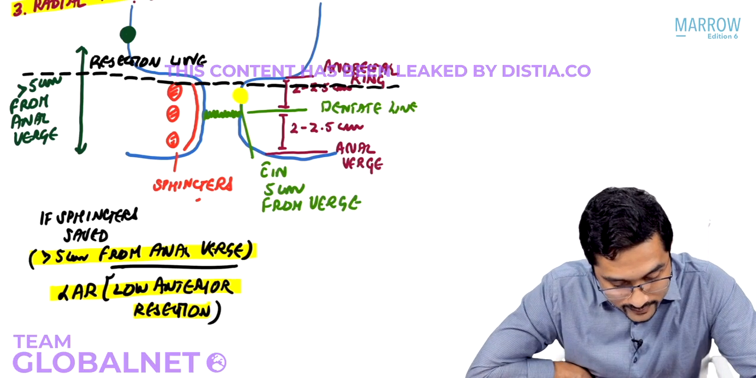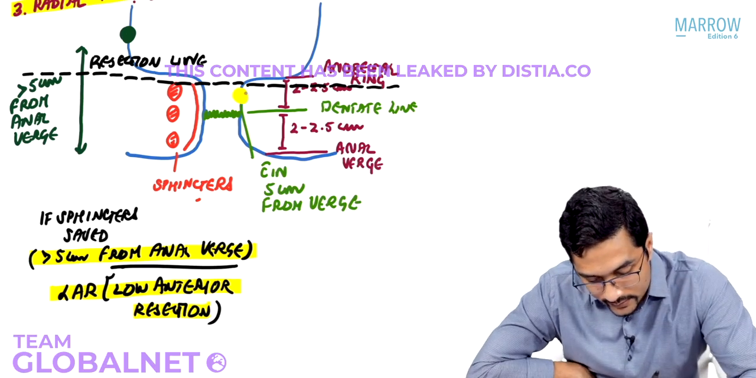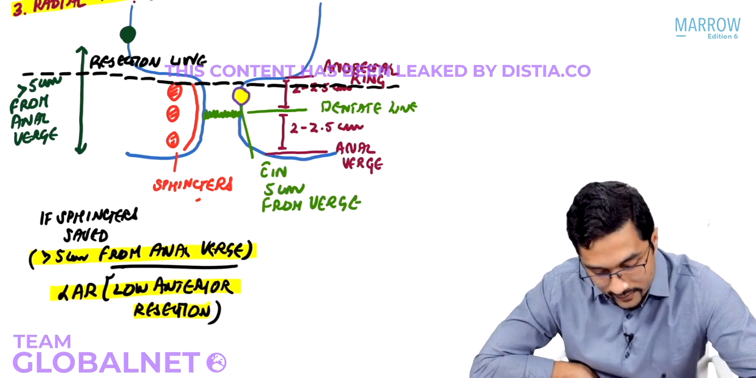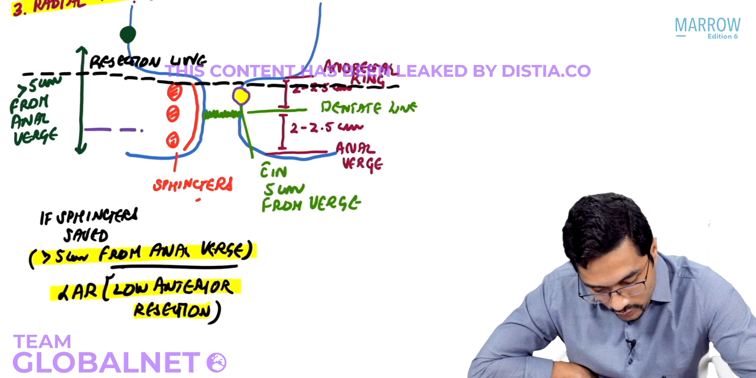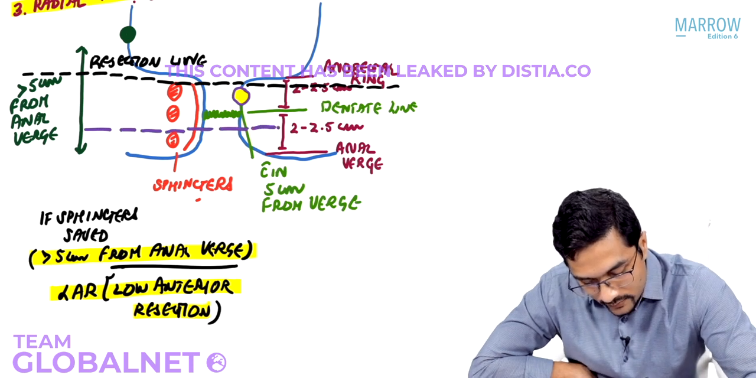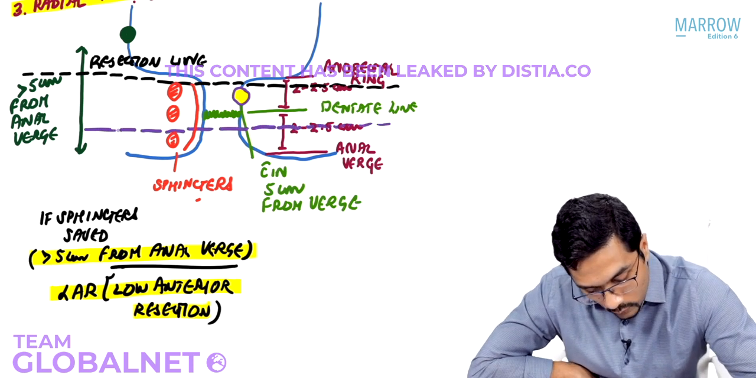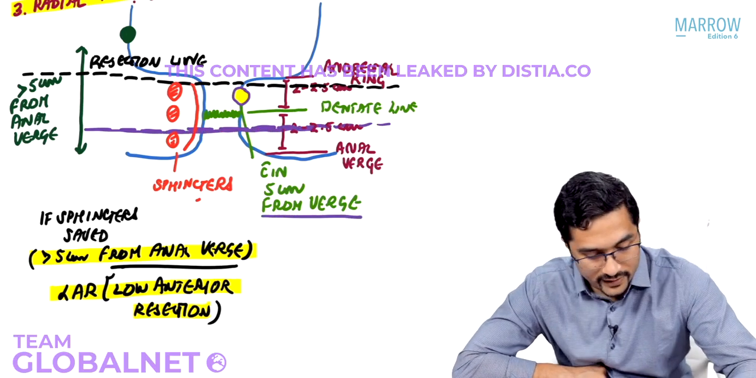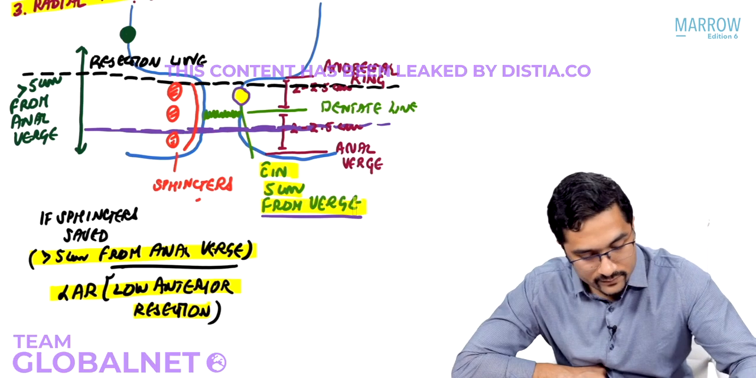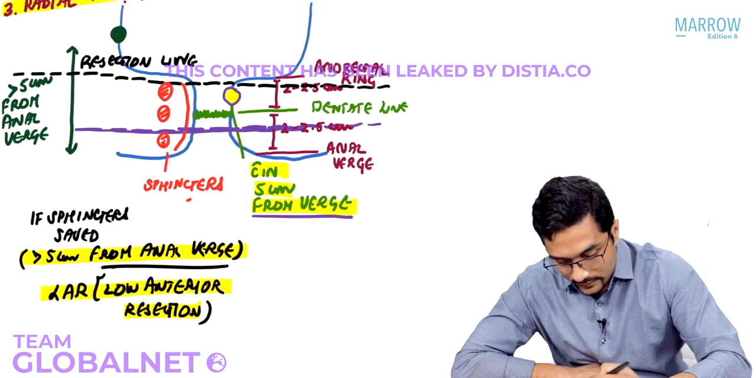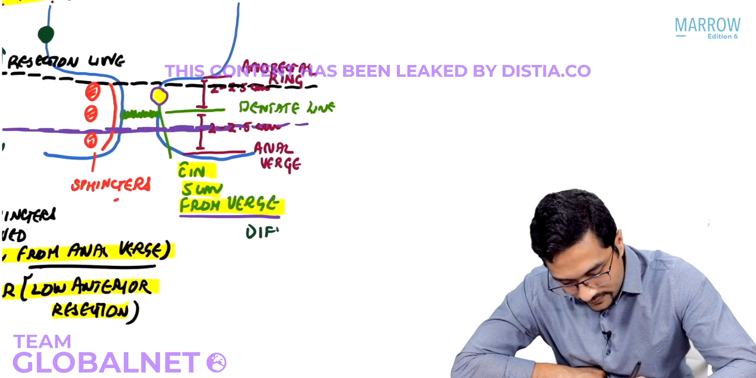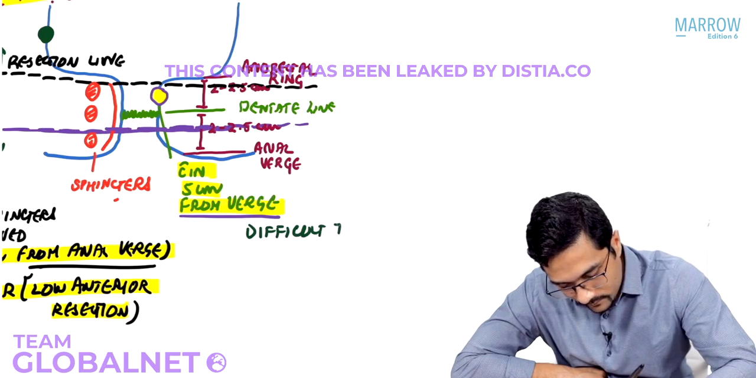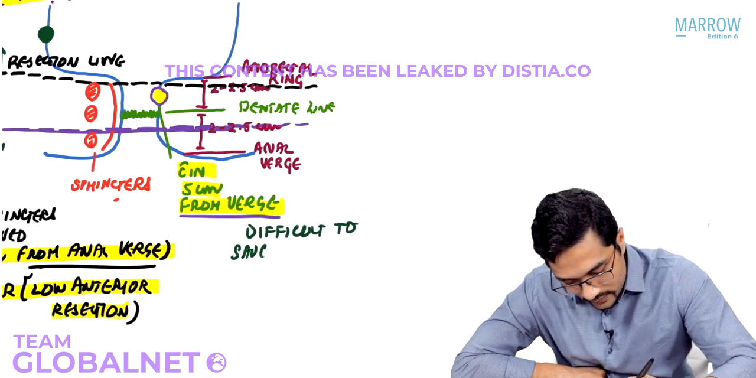But let's look at the other scenario now. The other scenario is this tumor which is within 5 centimeters. For this tumor, my resection line is going through here. It is going through the sphincters. I am cutting the sphincters. So when the tumor is within 5 centimeters from the anal verge, it is difficult to save the sphincters.